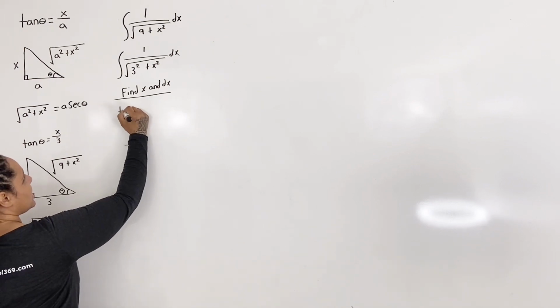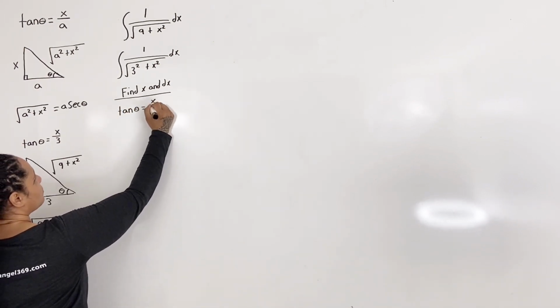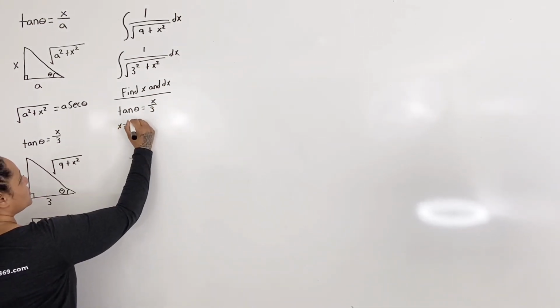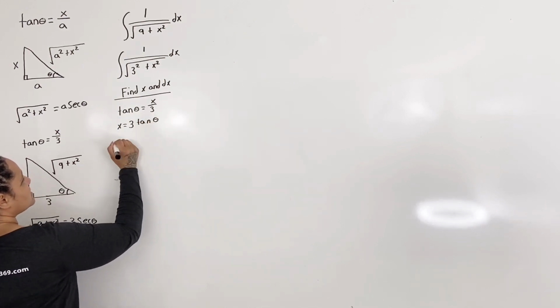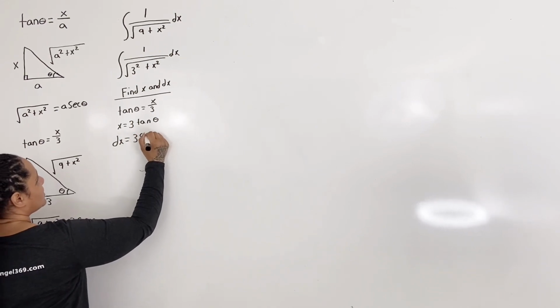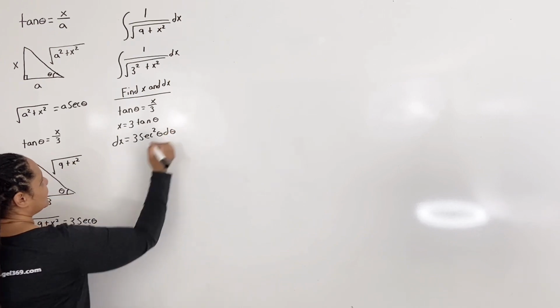So we are given tan of theta is equal to x over 3. So I'm going to write that. Tan of theta is equal to x over 3. And if I solve for x, we get that x is equal to 3 tan of theta, which means that dx is equal to 3 secant squared theta d theta.